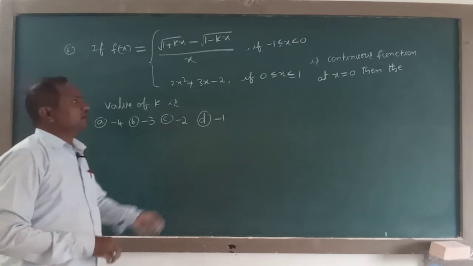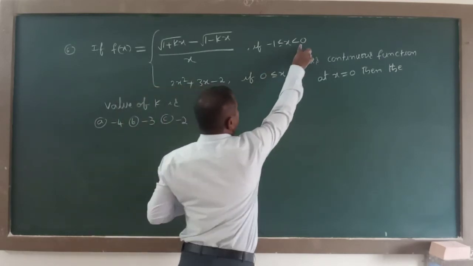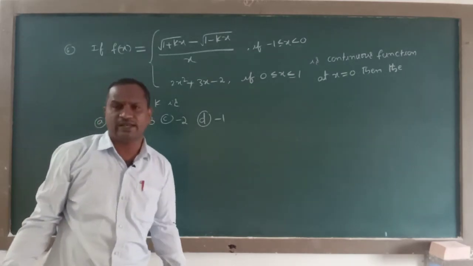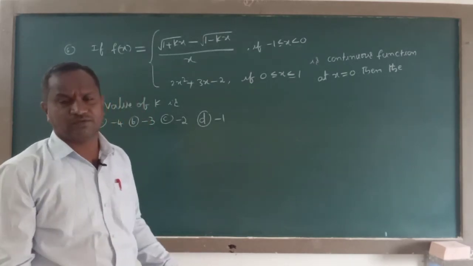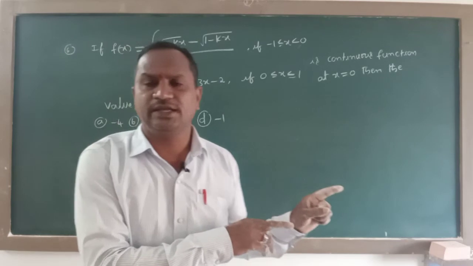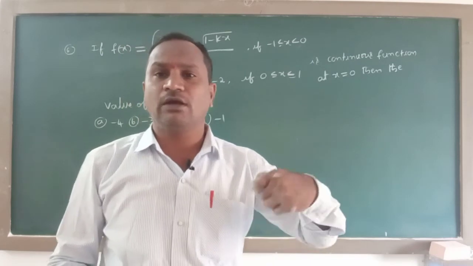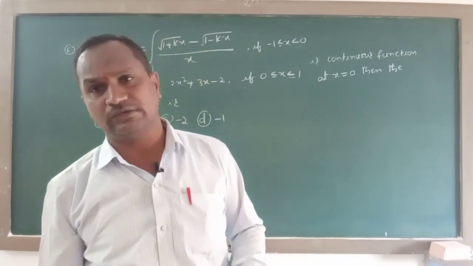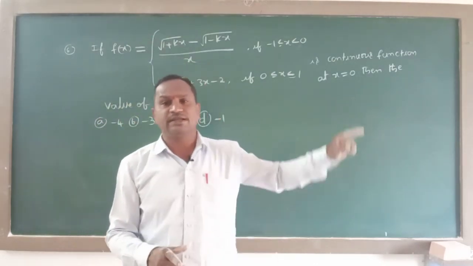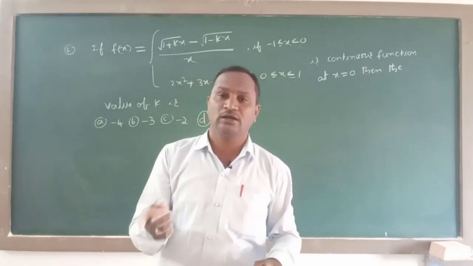See, they already mentioned it is a continuous function at x equal to 0, so x equal to 0 is the common point. That means directly the limit value must be equal to the function value. When a function is continuous, we must equate the limit value and the function value. You can calculate either the limit value or the function value, as both give the same meaning.